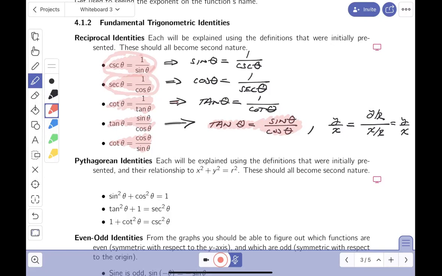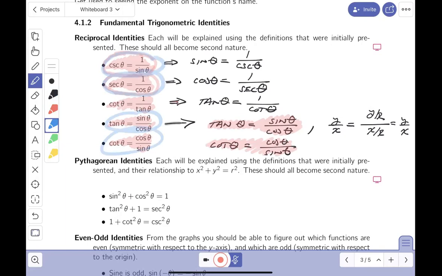Now, where does the other one come from? I'll write it down for you. The cotangent of theta is just the reciprocal of the tangent. So what does that mean? It's going to be cosine theta over sine theta. This is also important. Let me just point out the important ones for you. If you see cosecant, write it as 1 over sine. If you see secant, write it as 1 over cosine. If you see tangent, write it as sine over cosine. If you see cotangent, write it as cosine over sine.